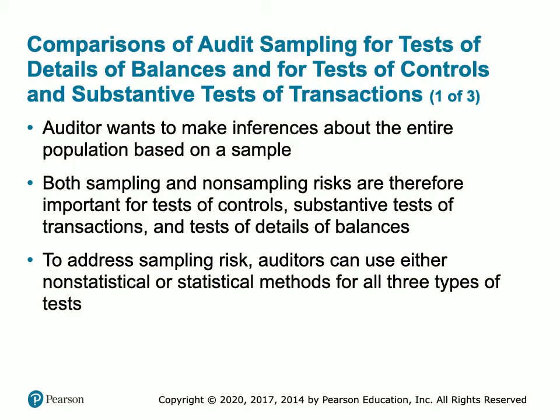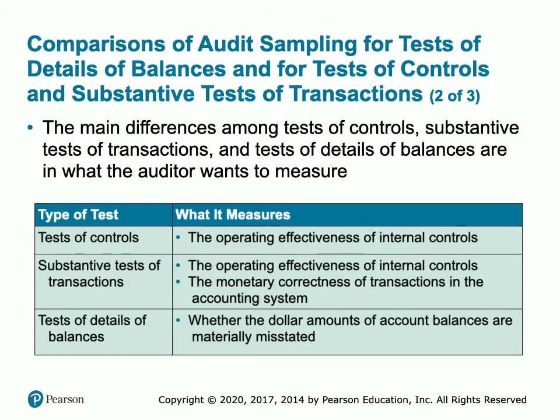So this is roughly similar to tests of controls and a test of transactions. You're trying to make an assumption or an inference about the entire population based on a sample. So these are the same things. You're going to use the same steps to calculate sample sizes and to make assessments, and you are going to be subject to both sampling risk and non-sampling risk.